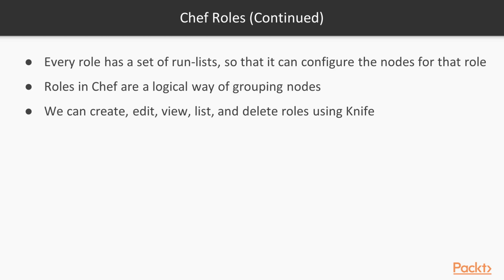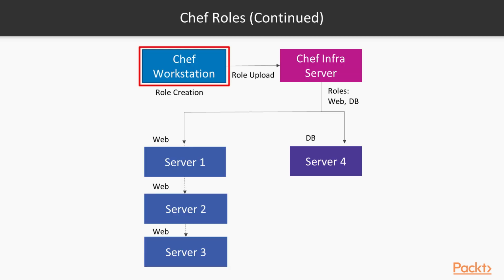And in future, if any modification is there, it can be done on the role level itself, rather than individually modifying the nodes. So let's see exactly how this can happen. So I have the Chef workstation and the Chef infra server. We have cookbooks uploaded, and in the same way I have 3 servers to be configured as web servers. I do a role creation and I upload the role.